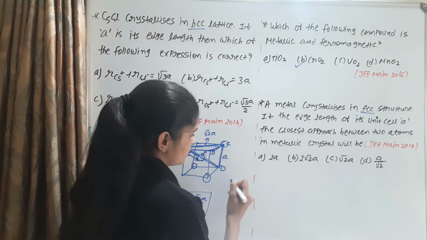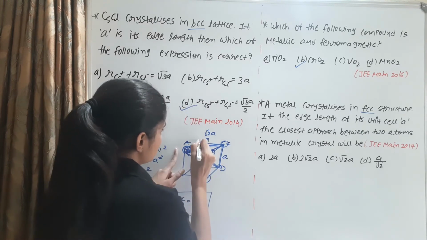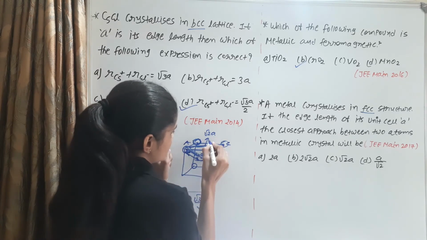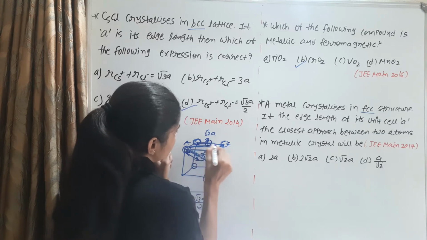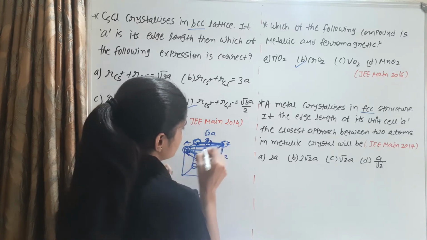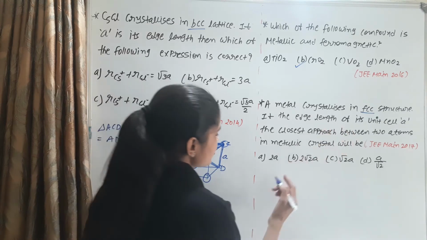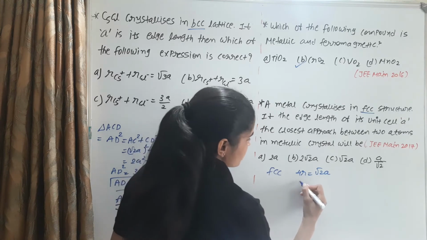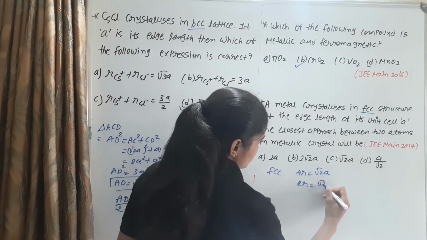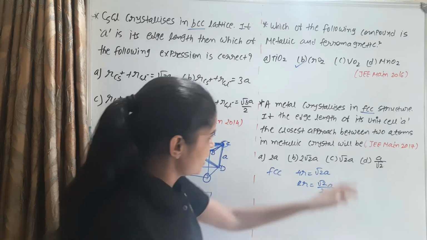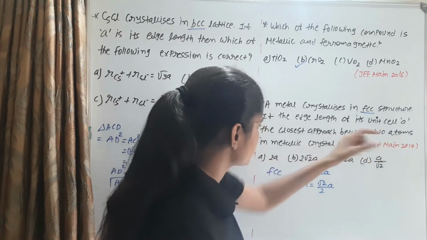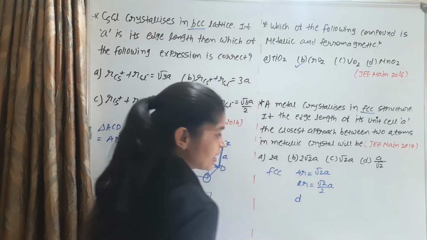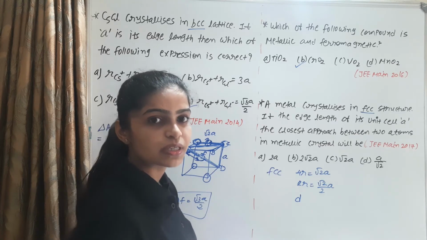The closest approach between two atoms. For example, this is considered as one atom. So the closest approach between these. For FCC, 4R is equal to √2 a, then 2R is equal to √2 a by 2. And the given value, the closest approach between two atoms, is equal to 2R. So 2R is known as the diameter D, or the distance between the two atoms of closest approach.